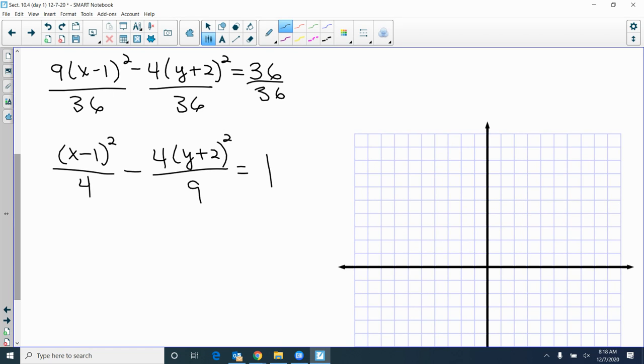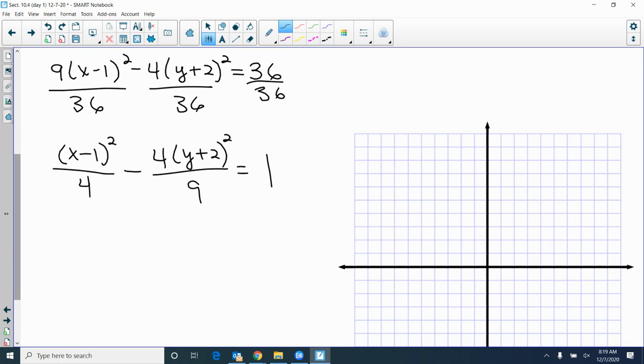All right, think about what we know. Think about which way it opens. Think about your center. Think about the slopes of the asymptotes and which one's A and B. All right, so take a second. You need to flip back over to the front, do that, and then I'll continue with this in a second. I want you to think through it first.